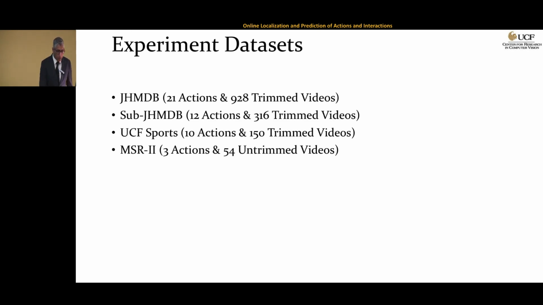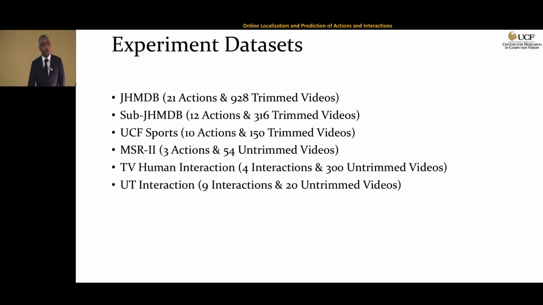For experiments, we perform our experiments on 4 action data sets: JHMDB with 21 actions, sub-JHMDB with 12, UCF Sports with 10 actions, and then MSR2, which is untrimmed and has 3 actions. And then we also perform online localization on 2 interaction data sets, which are TV-human interaction and UT interaction.